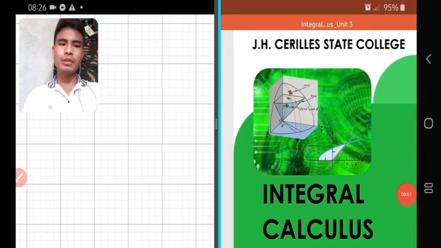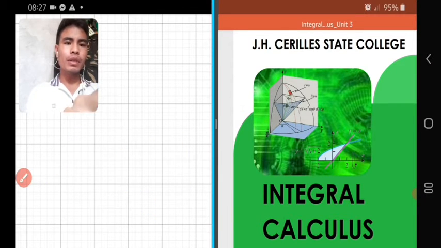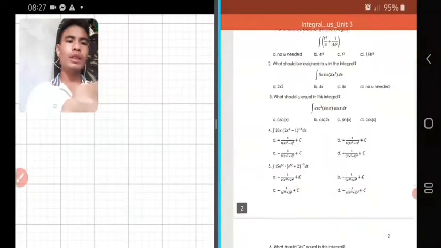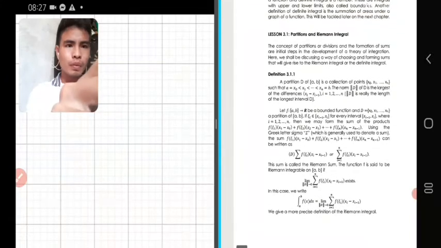Hi, welcome to Integral Calculus. In this video we're going to be discussing the Riemann integral in our lesson 3.1, which has the title Partition and Riemann Integral. I'm going to be discussing how it works, but before that, I'm going to show you the theorem behind this, which we're going to read.